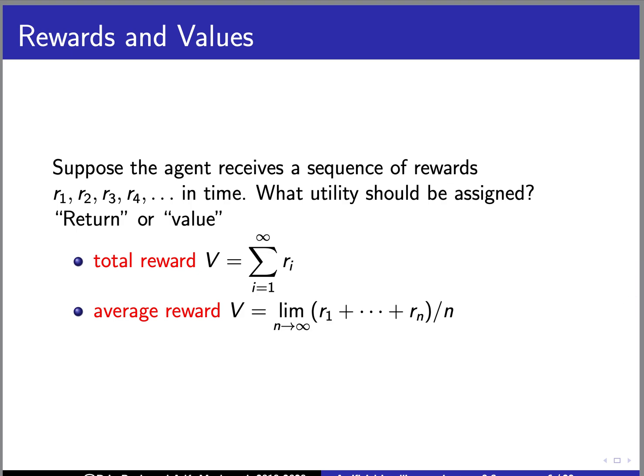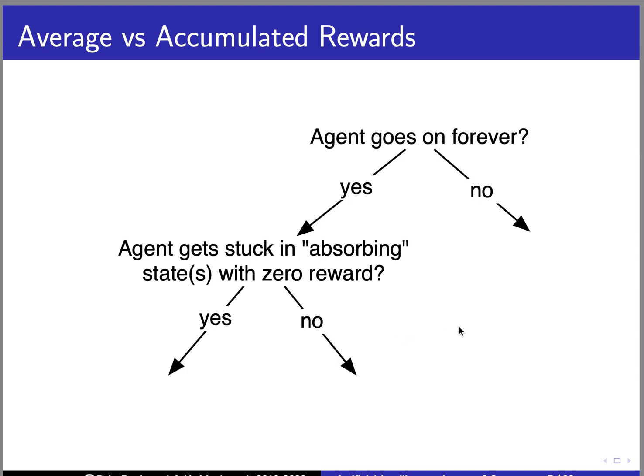Now we're going to think about the two obvious ways of doing it. One is the total reward, which sums up all the rewards. And one is the average reward. We get the average over the first n steps divided by n, and we take the limit as n approaches infinity. How do these differ? Well, you've got to ask what happens if the agent goes on forever. If the agent stops after a finite amount of time, they're not really different, because they're just a constant difference away from each other.